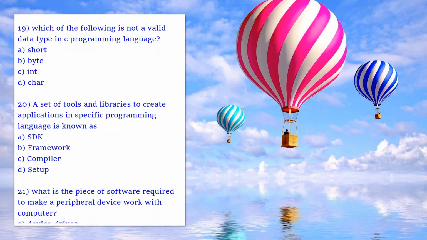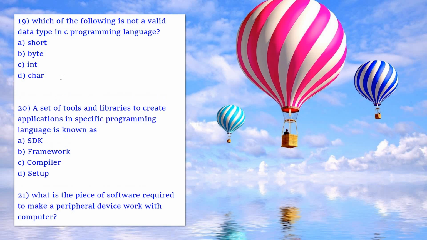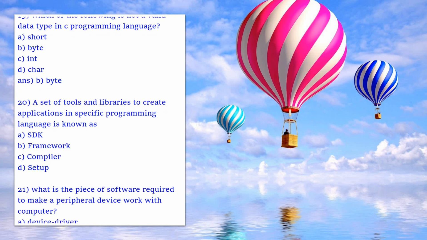So next is the 19th question. Which of the following is not a valid data type in the C programming language? The options are short, byte, int, and char. C programming language has various data types. C has int, it has short, and there are again different data types with respect to short. There is also char as well as float, but there is no byte data type in C, though there is a byte data type in Java. So option B, byte, is the correct answer for this question.